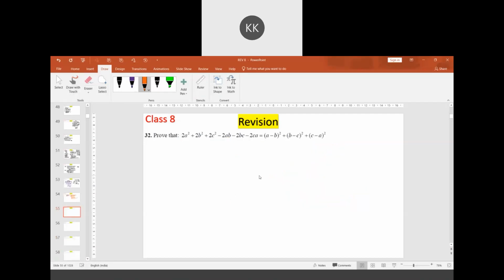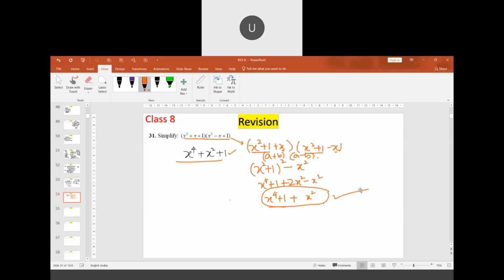Sir, I used the same identity, but I did it in a different way. A plus b into a minus b only I have used. A square minus b square. Sir, I have done x square whole square minus x plus 1 whole square. Sir, we can't do x square whole square because three numbers are there, 3 times.